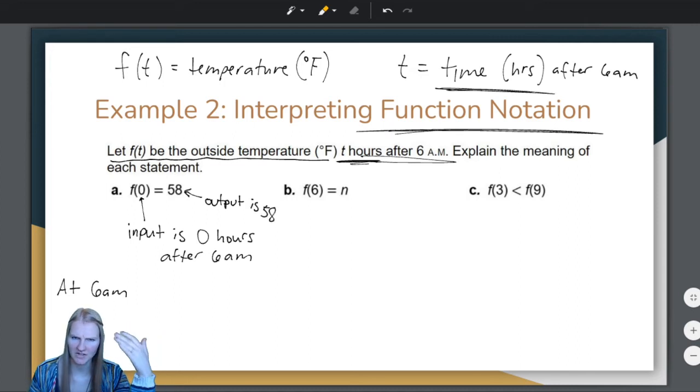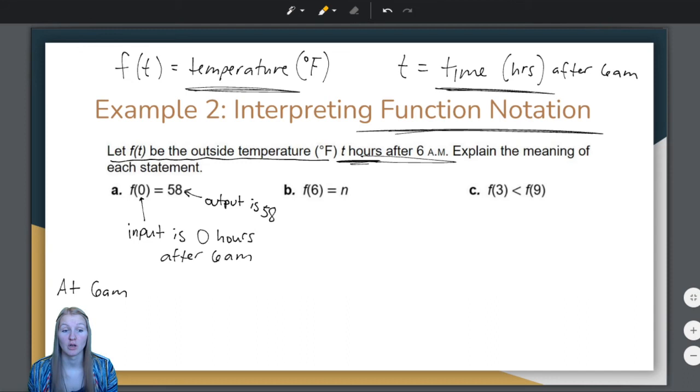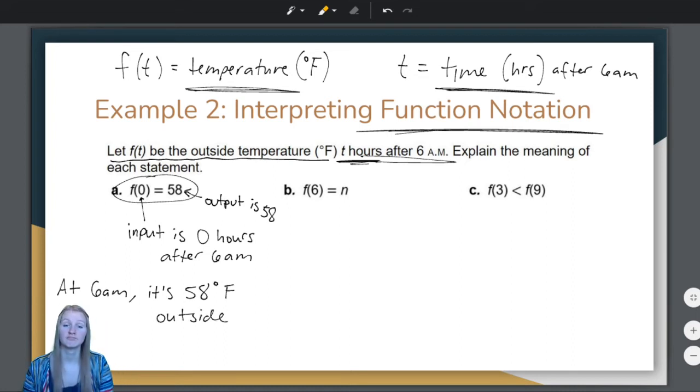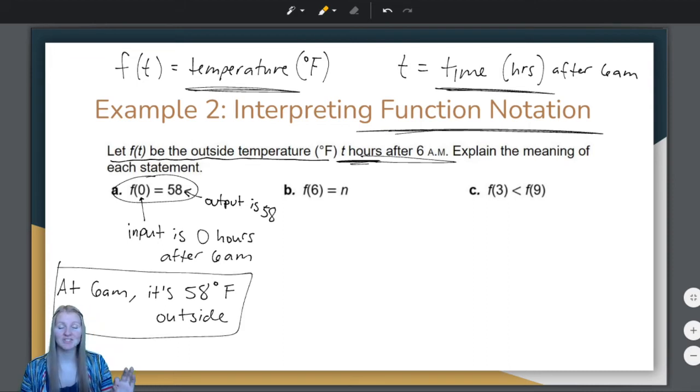Now, what was the output? Oh, the output is temperature. So what this means, f of 0 equals 58, this means at 6 a.m., it's 58 degrees Fahrenheit outside. And that's your final answer. At 6 a.m., it is 58 degrees Fahrenheit outside.